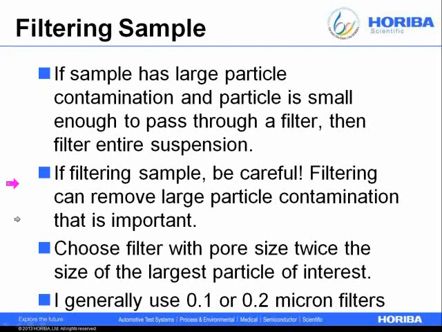So what are some ideas when you're filtering samples? If the sample has large particle contamination and the particle is small enough to pass through a filter, then filter the entire suspension. Going back to my example of, let's say, a 10 nanometer or 20 nanometer particle, you might filter the entire particle suspension through a 100 nanometer filter. Now your small particles pass through the filter quite nicely, and your large particles are caught up in the 100 nanometer filter.